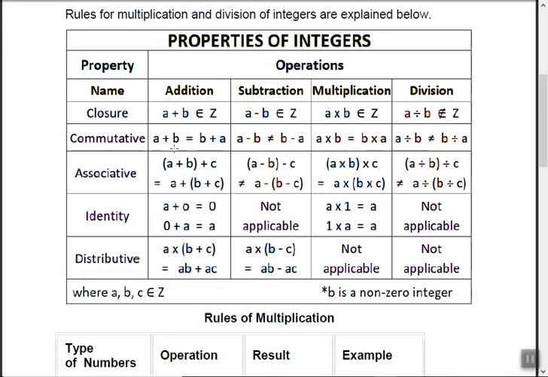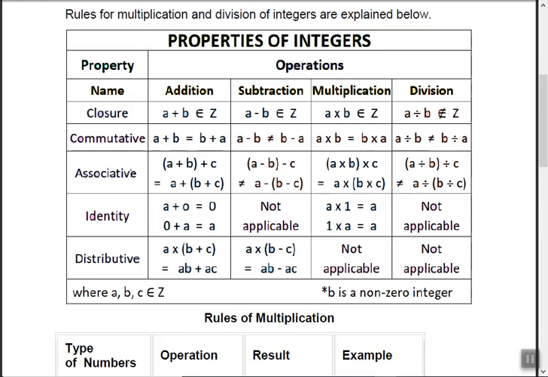Commutative. Commutative means whether exchange is possible. See here, a plus b is equal to b plus a, right? Because 2 plus 3 is equal to 3 plus 2. But in subtraction, a minus b is not equal to b minus a. 2 minus 3 is not equal to 3 minus 2, right? So in multiplication, it's the same. 2 into 3 is equal to 3 into 2. So that is okay. a divided by b means 2 divided by 3 is not equal to 3 divided by 2, right? Because the answers are different. So commutative property is possible for addition and multiplication.